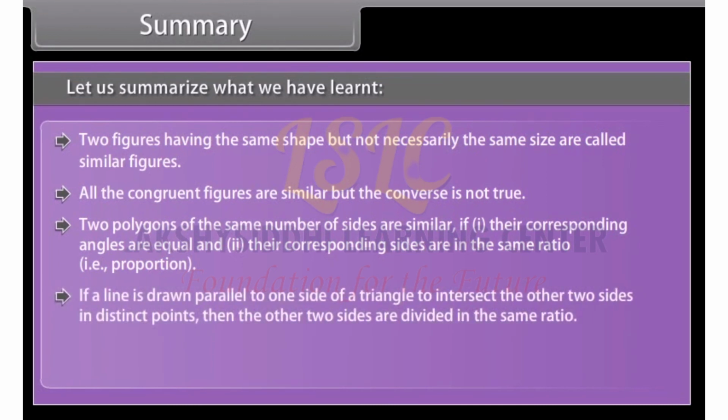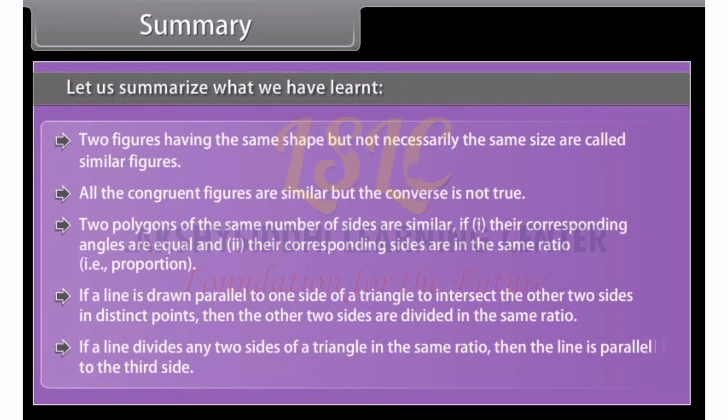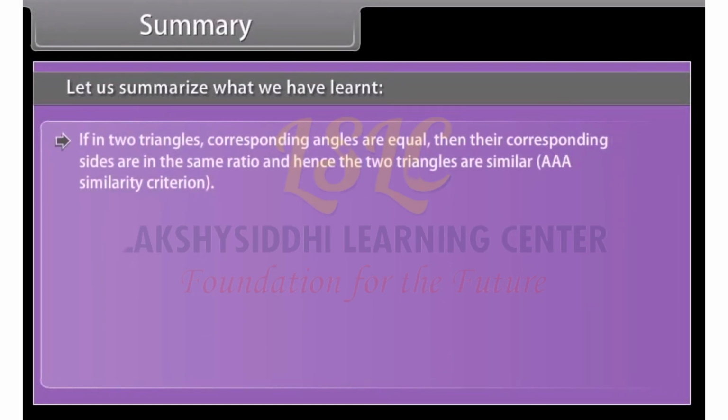If a line is drawn parallel to one side of a triangle to intersect the other two sides in distinct points, then the other two sides are divided in the same ratio. If a line divides any two sides of a triangle in the same ratio, then the line is parallel to the third side. If in two triangles, corresponding angles are equal, then their corresponding sides are in the same ratio, and hence the two triangles are similar by AAA similarity criterion.